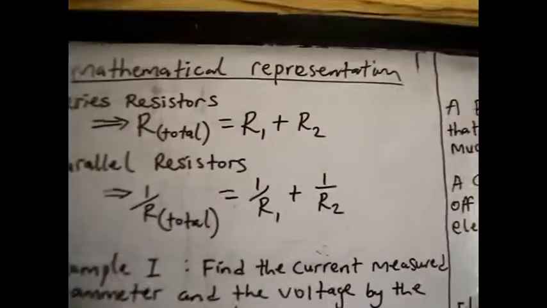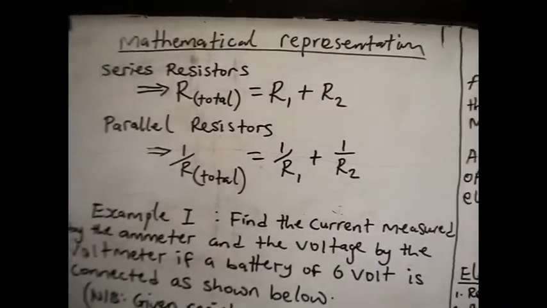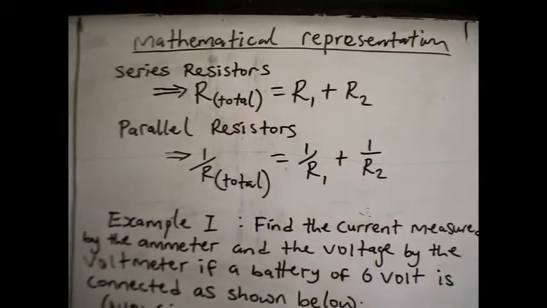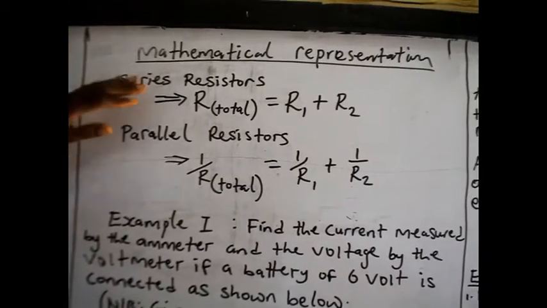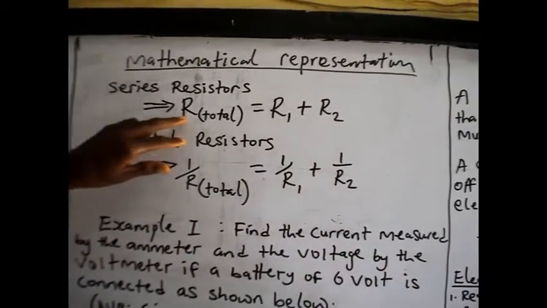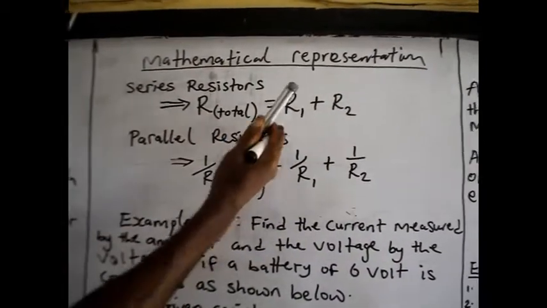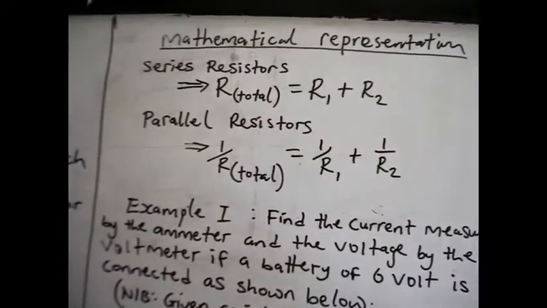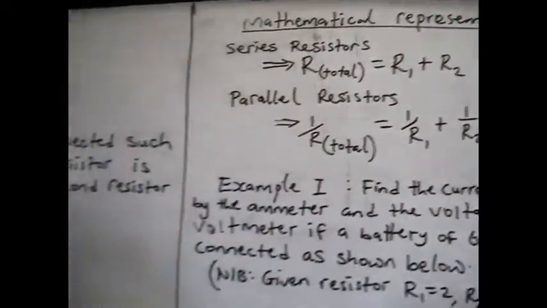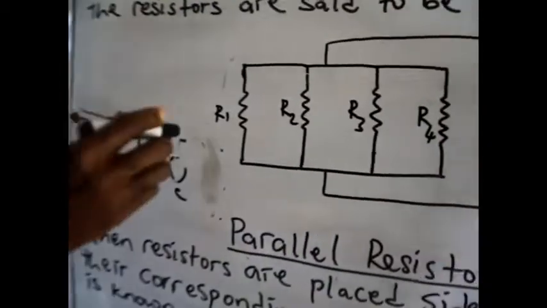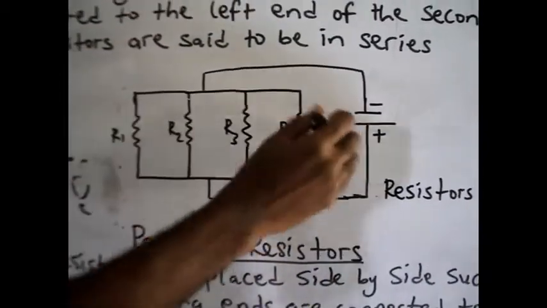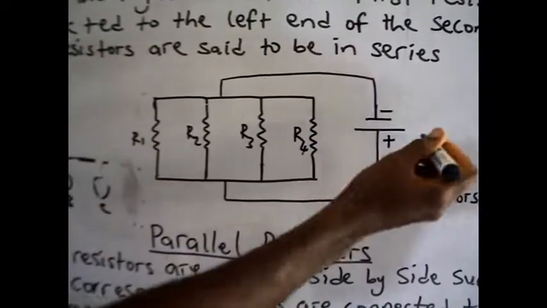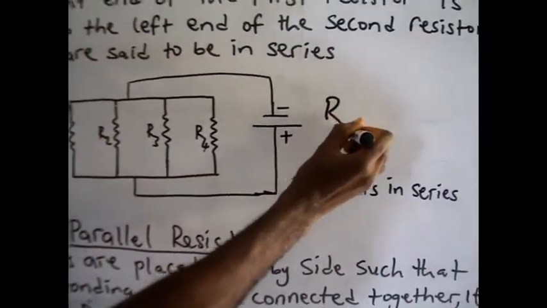Now let's look at the mathematical representation. This is where we have a little calculation. Now in representing the series resistor, we have R total to be R1 plus R2. Just as we have here. Please let's come back to this diagram. This is R1, R2, R3, R4. So the total or the net connection in this series will be R total.